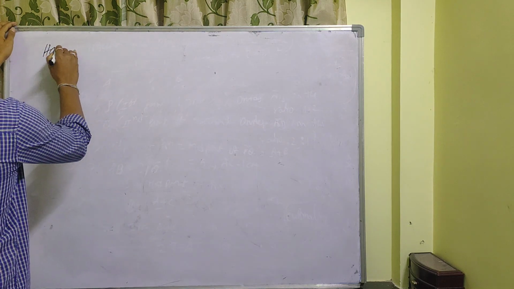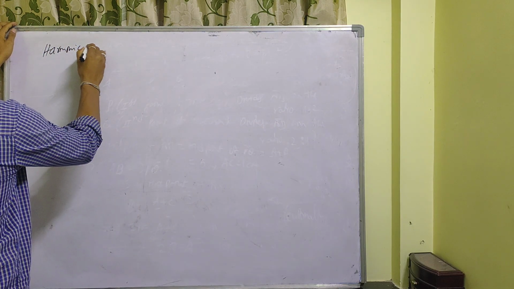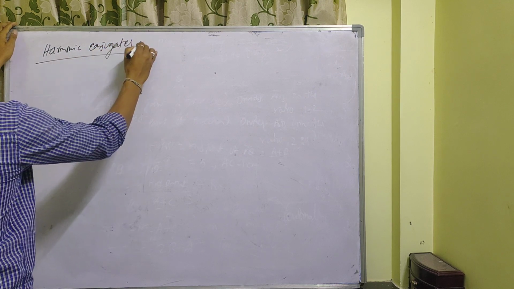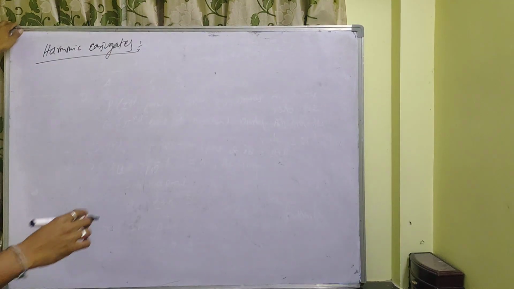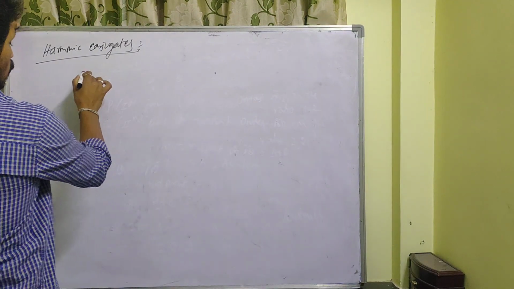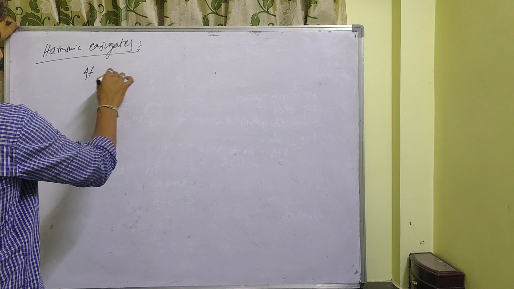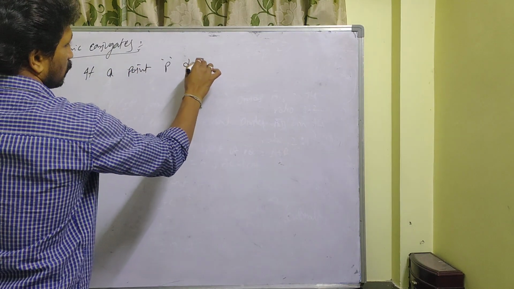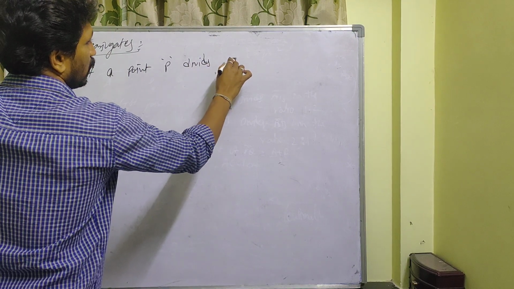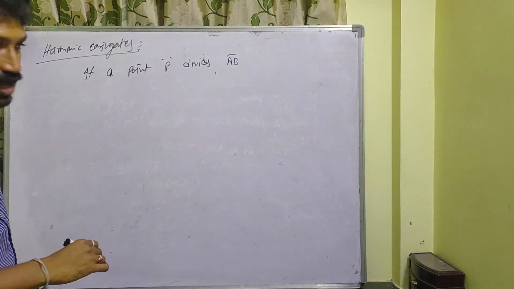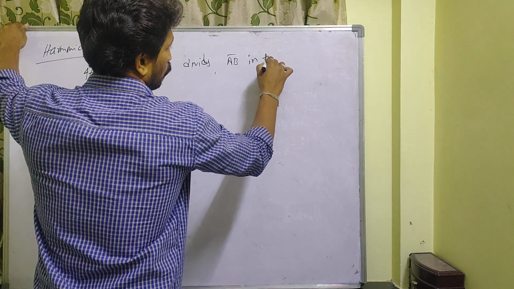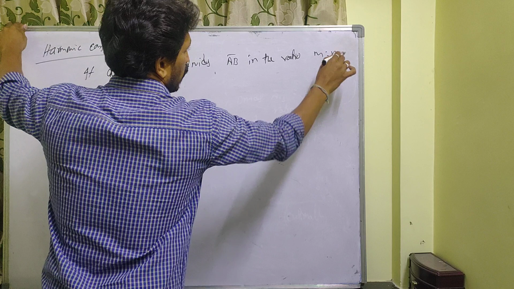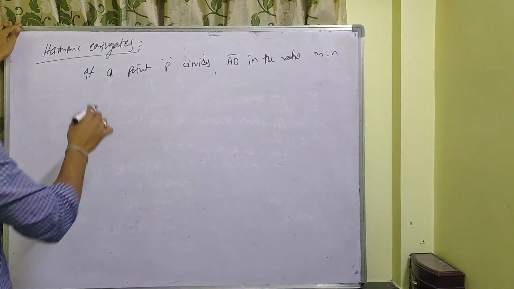Next concept is harmonic conjugate. So what are harmonic conjugates? Suppose a point P divides the line segment joining the points A, B in the ratio m:n internally.